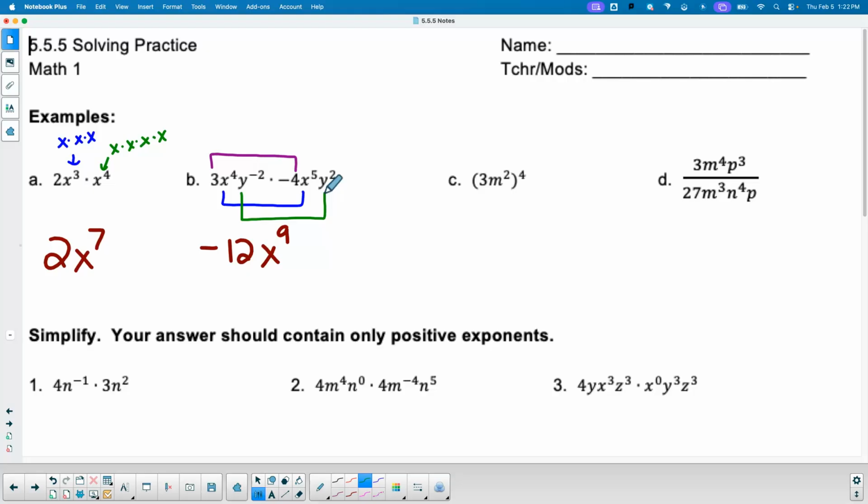When you're taking something to a power, like 3m squared, then that really is 3m squared times 3m squared times 3m squared times 3m squared. Here, that many times. Which would then be 3 times 3 times 3 times 3, which is 81.